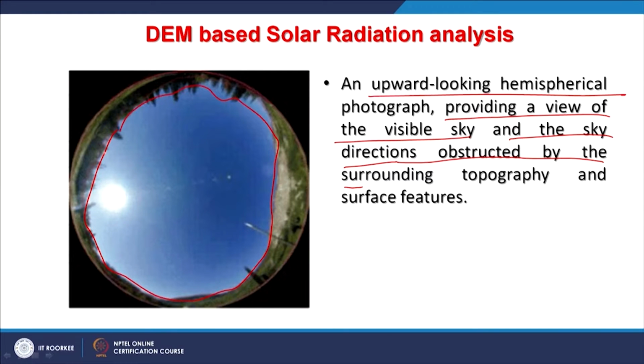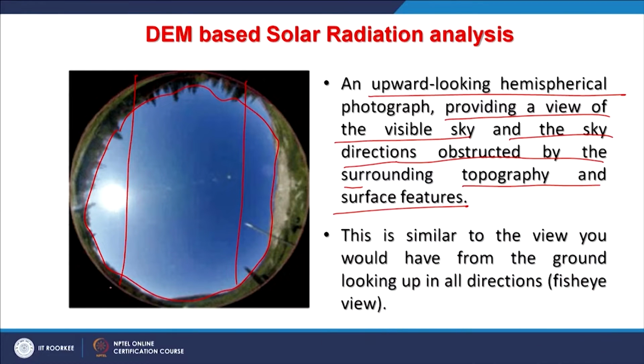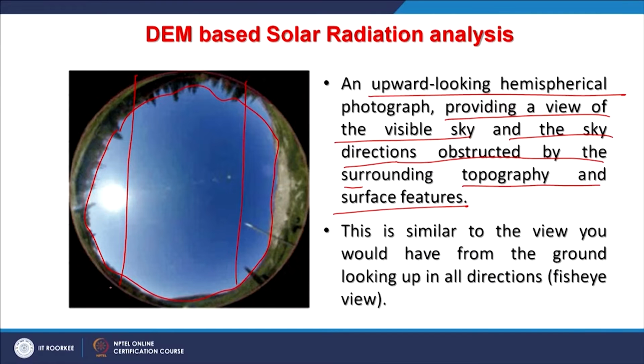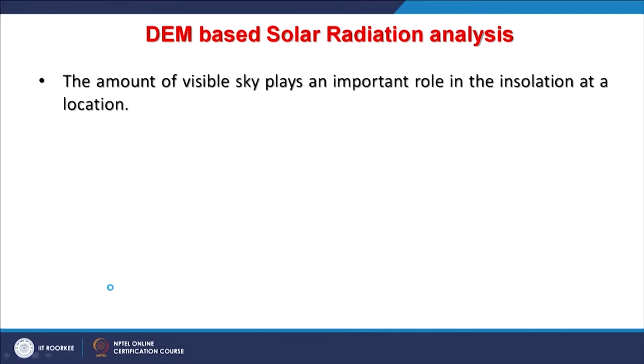So, they are not allowing us to have a complete upward looking hemisphere, rather a hindered one, because of these ground features. So, topography and surface features may create problems. If I am in the valley, then I might have a curtailed view like this. Something like that. Now, this is similar to the view you would have from the ground looking up in all directions, that is the fisheye view.